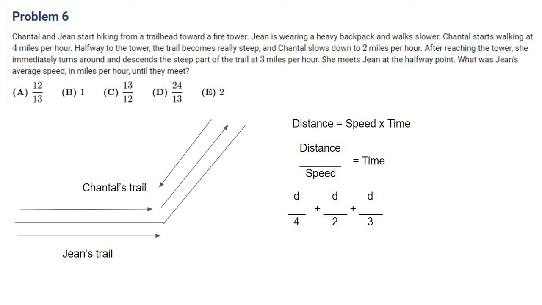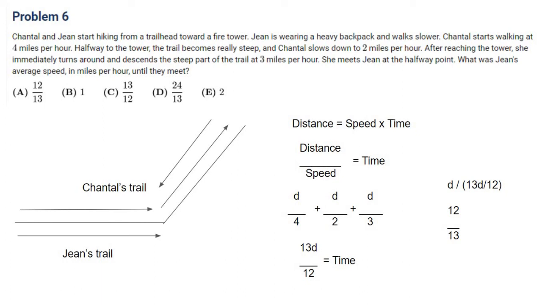of the trail. So Chantal starts walking at 4 miles per hour in the first half of the trail. So we can put that as D over 4. Next half she walks at 2 miles per hour, which is D over 2. And finally she turns around and starts walking at D over 3, so basically 3 miles per hour. And the time she takes is equal to 13D over 12. So since we have this time, we can just say that D over 13D over 12 equals 12 over 13.